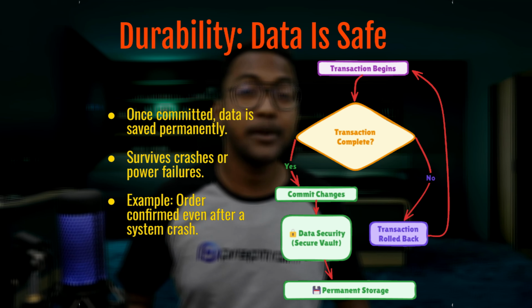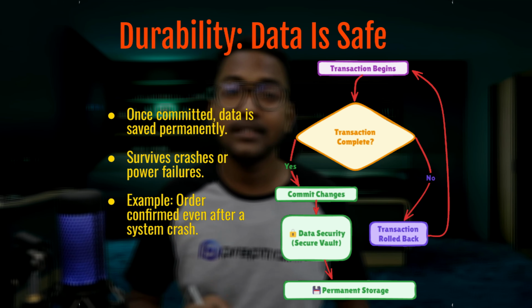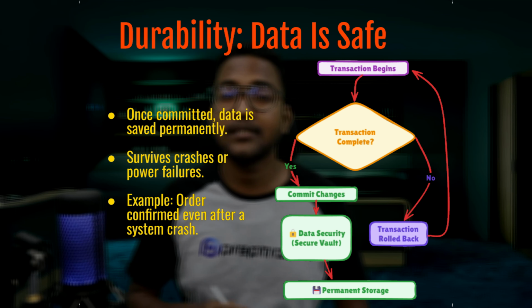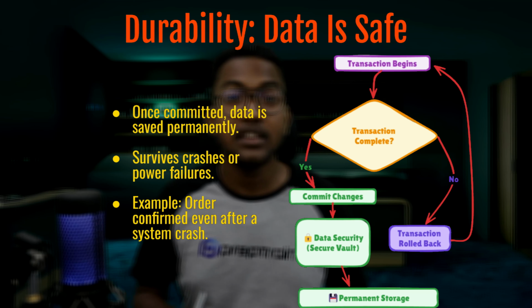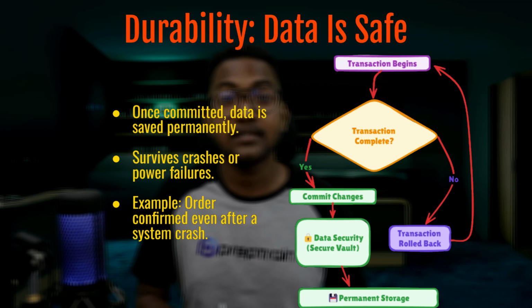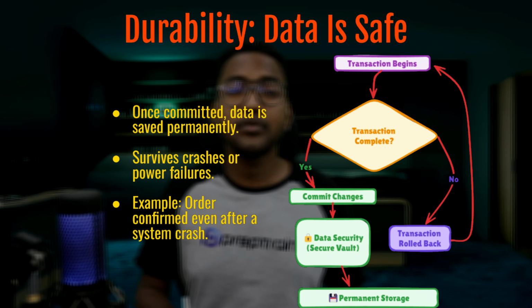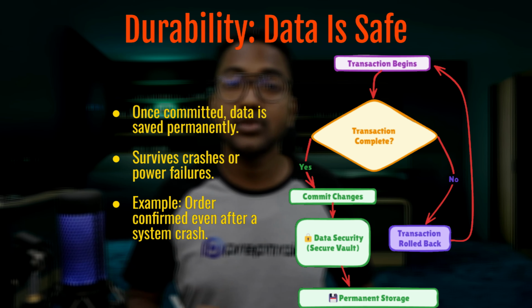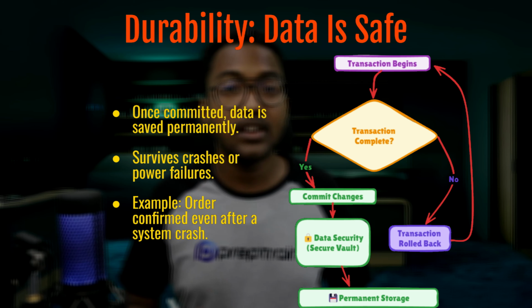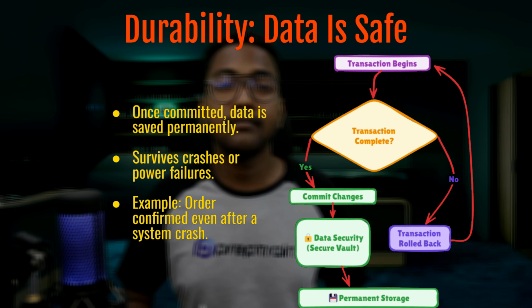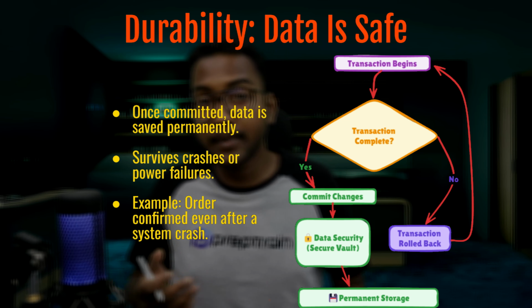Durability is critical because it ensures that once a transaction is committed, it survives any kind of failure such as a power outage or system crash. Imagine if you transferred money to someone and got a confirmation, but then the system crashed and your money just disappeared. This would be a disaster, right? So durability prevents this by ensuring that all committed transactions are saved to stable storage like a hard drive, meaning they will be there when the system comes back online.